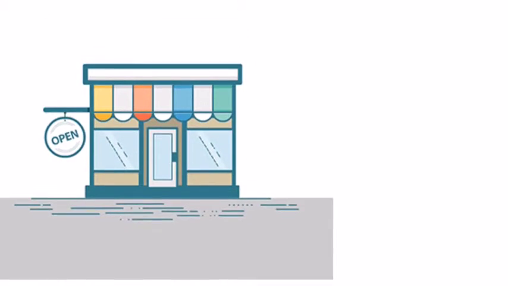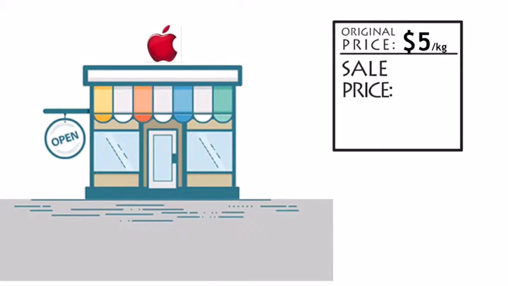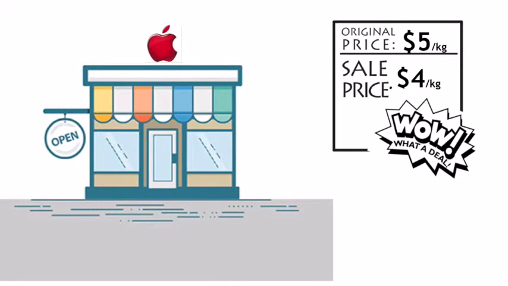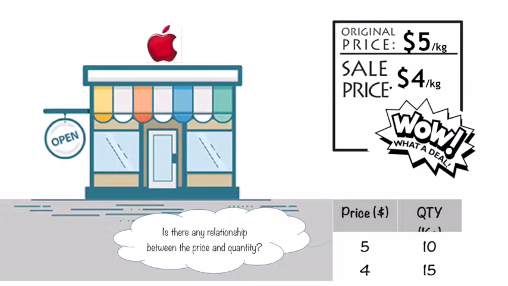Let's say we have a business which sells only one product, apples. To predict our profits, we decided to experiment with the prices. The original price was $5 for a kilo, and we sold approximately 10 kilos a day. So we changed our price to $4 a kilo, and we sold approximately 15 kilos a day.